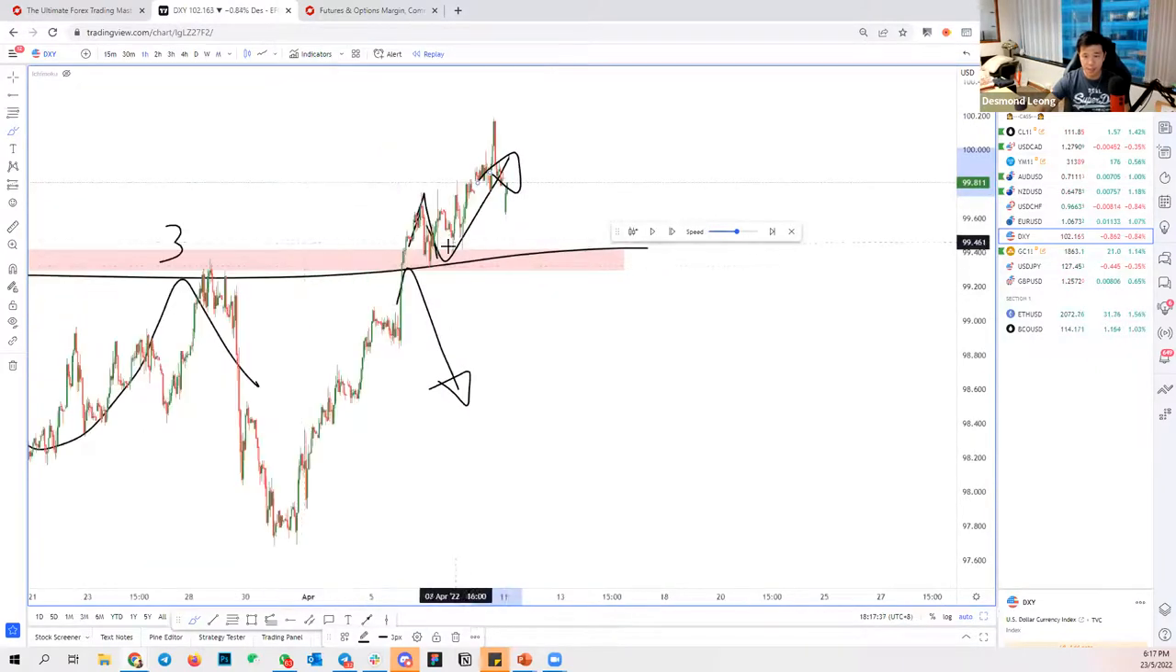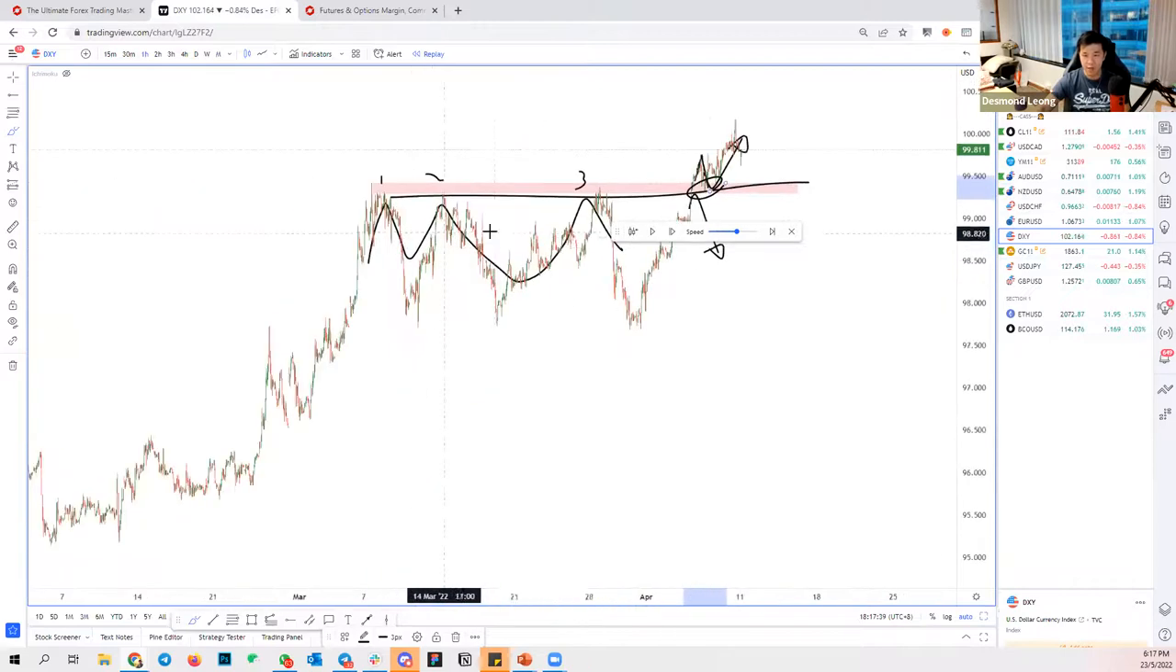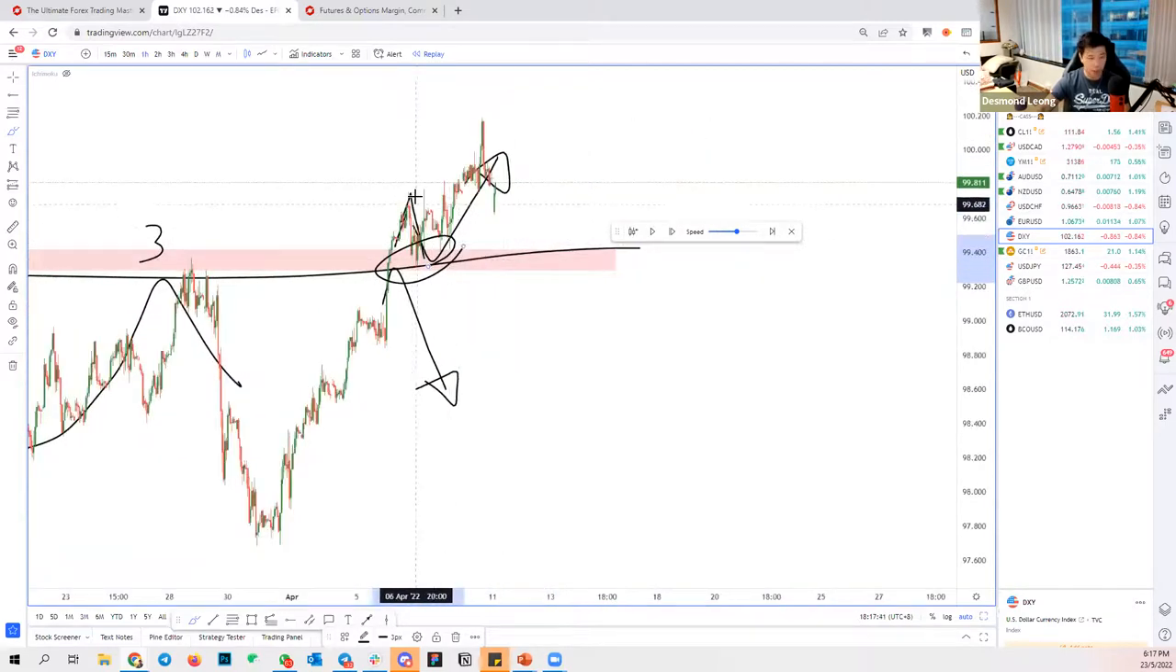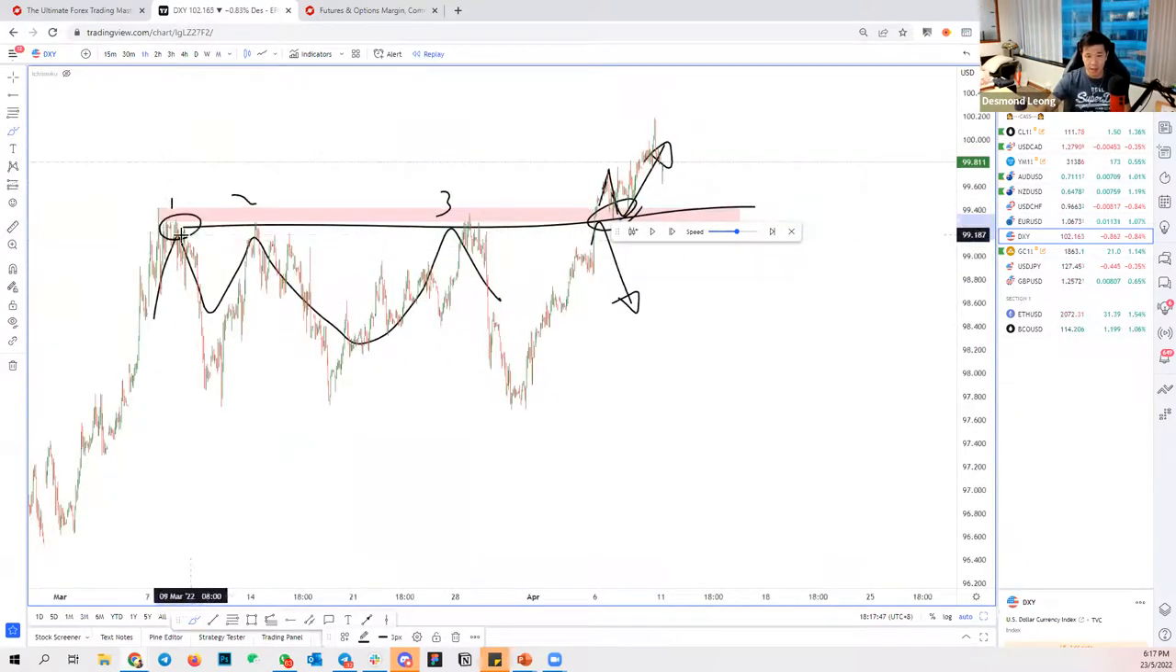As you can see, this is the pullback that you're looking for to take the trade. You might have multiple opportunities to get in, but this is very effective. The more levels, the better. Two is the minimum, but you can find more than two.